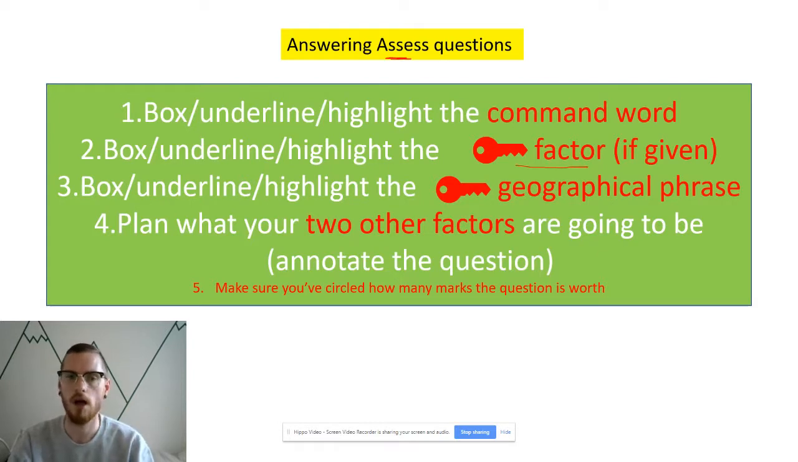Number three, box, underline, highlight the key geographical phrase. And what I mean by that is there'll be a key phrase in there, and it'll be technical geographical language that has been taught at A level that they want you to reference your points versus throughout the essay. I would quickly, number four, plan what your two other factors are going to be.